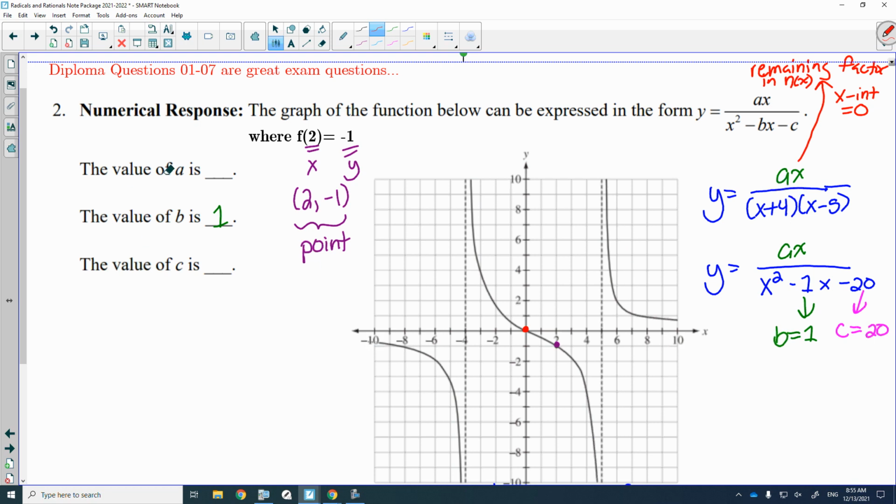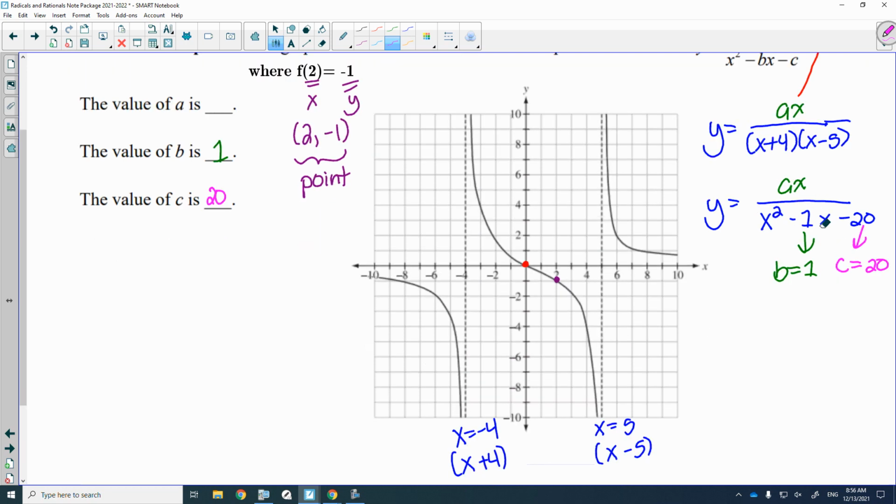Okay, now we need to figure out the last value, which is the a value. In order to figure out a missing value, you need a point, and that's why they gave you this. So we're going to use this point here and plug it in. So y is -1, and they want x to be 2. So take that out and put in a 2, so that becomes 2a. And then put in a 2 every time you see an x here. So that's going to be 2 squared minus 1 times 2 is 2, minus 20.